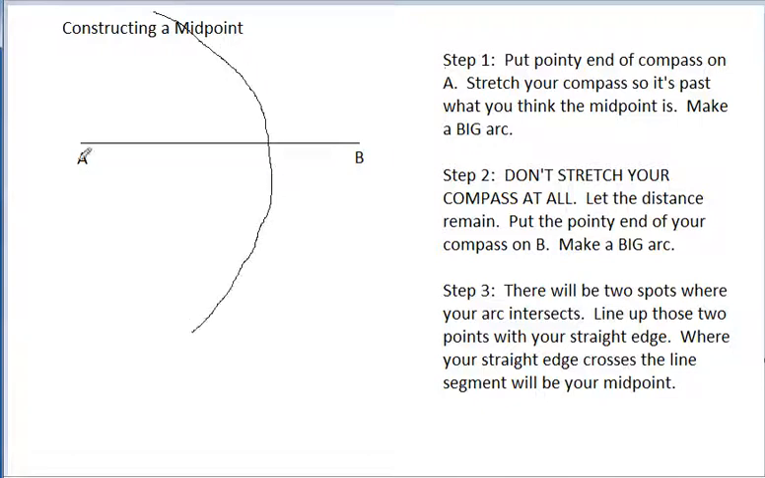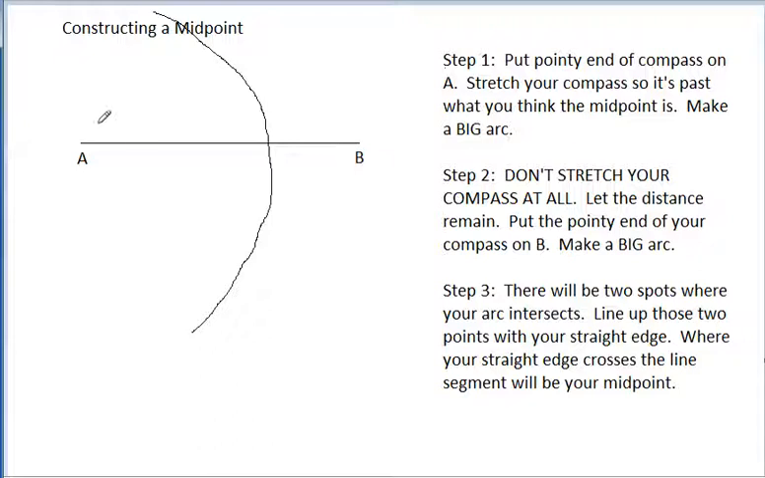So you're going to be making a big arc starting from A. And if I were to continue this, then I would make a big circle because A is going to be the center of that circle. And then, step 2, don't stretch out your compass at all. So you don't want to move your compass as far as the width goes.